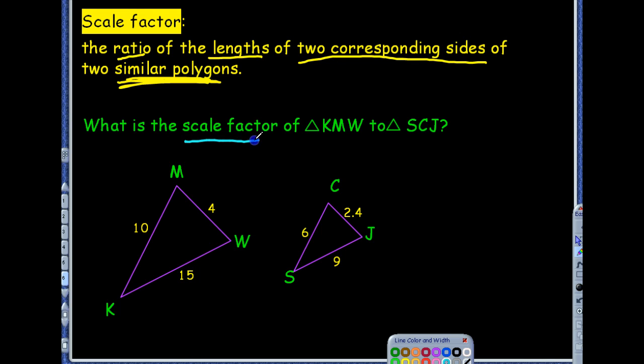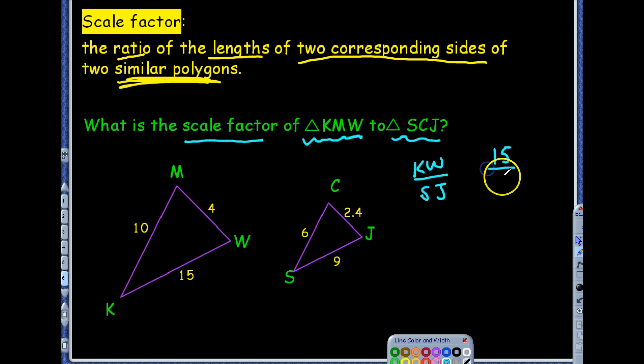When they say scale factor, it should always be in the order that they give them to you. So I want to start with a piece from the KMW, and then on the bottom, have a piece from the SCJ. All right, so I see 3 sides in each of them, and one of them has a decimal. I'm not even going to look at that one because that takes longer to simplify. Based on the order and the name, and also looking at the lengths, I want to pick a larger with a larger one. So for example, KW corresponds to SJ. So that would be 15 to 9.